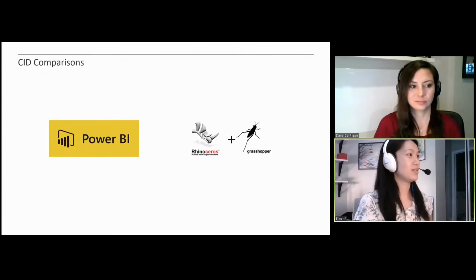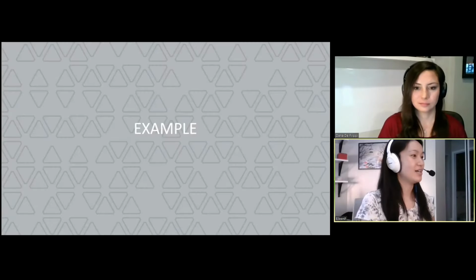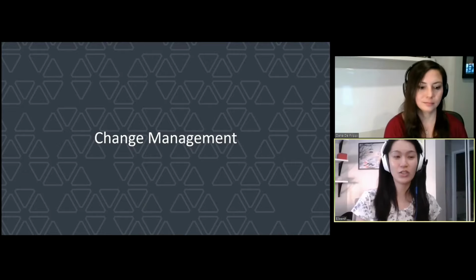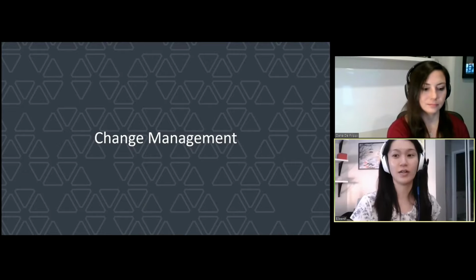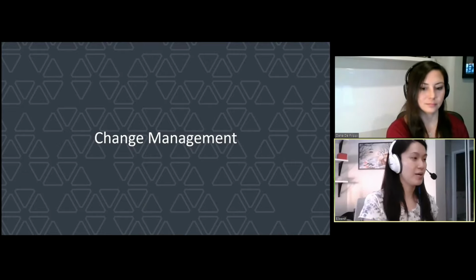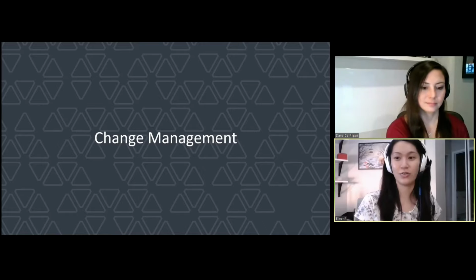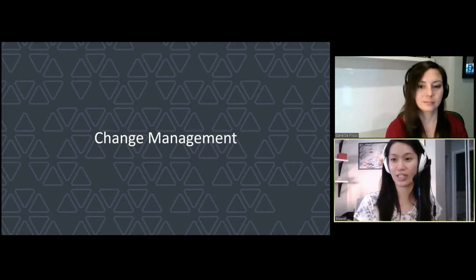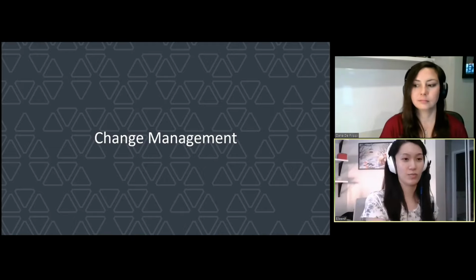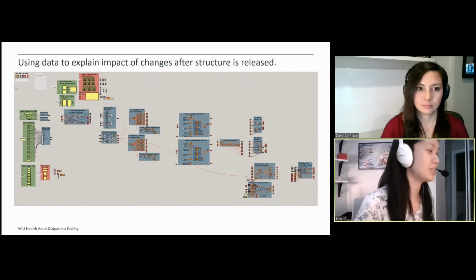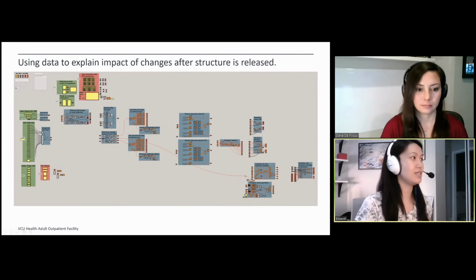So we just finished up with our CID comparisons and our example for that. Up next, we have change management. This is going off the CID comparisons, and it's very important. Every project goes through it. You need to know what has changed and why it has changed. The way that we've been doing it is CID comparisons, whether in Power BI or inside of Grasshopper. So I'm going to share with you a story for a project here in Virginia.